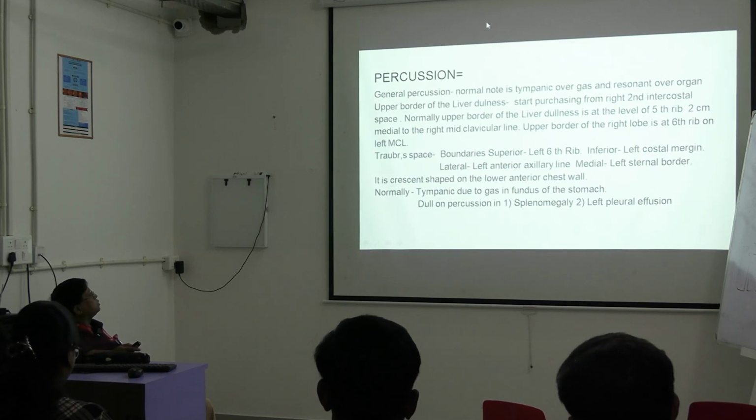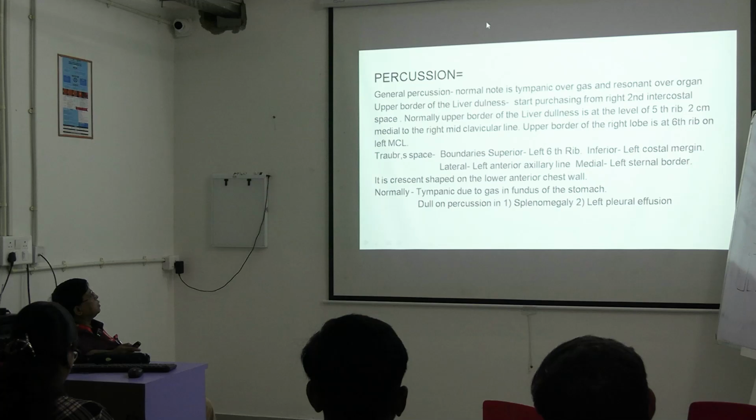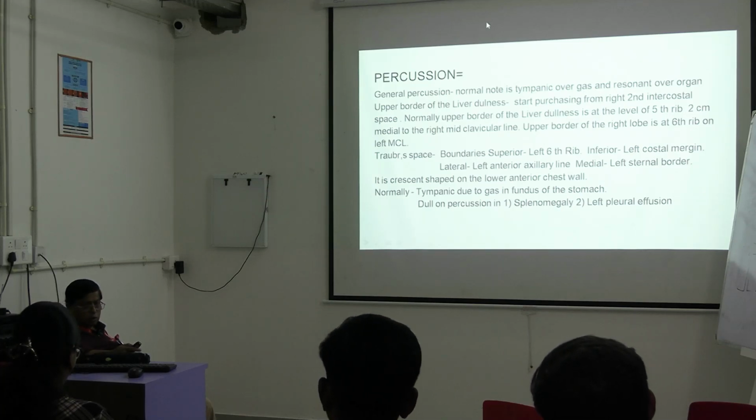Then go for Traube's space percussion because it's a very sensitive clinical method for detecting splenomegaly. This is the area for Traube's space. It is crescent shaped. I have already discussed. Normally, it is tympanic because the normal content of Traube's space is the fundus of the stomach. So, gas in the fundus, we get a tympanic sound.